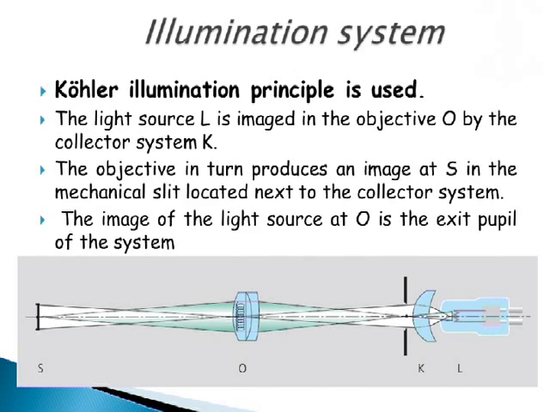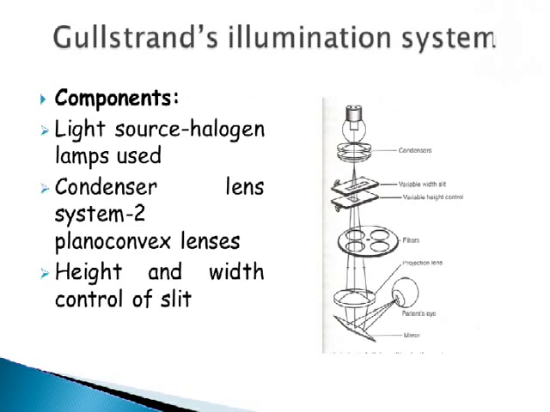Then we look at the illumination system. This is a lot of physics here, but the illumination system again is of two types. The polar illumination principle essentially works on the basis of eggshell illumination. We'll not go into the details of this. Just remember it works on eggshell illumination, the polar system. But Gullstrand's illumination system also uses mirrors. Besides the eggshell system, it also uses mirrors. Here the light source is essentially a halogen lamp, and it has a condenser lens system of plano-convex lenses, and finally a mirror.